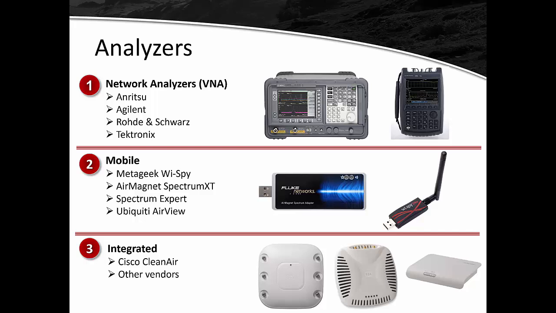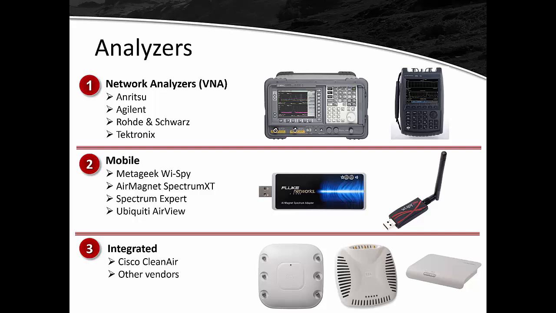But if you want to pull out of the air, quite often we're using mobile or integrated analyzers. And mobile analyzers include Metageek's Wi-Spy, DBx, AirMagnet Spectrum XT, Spectrum Expert. Ubiquiti had AirView there for a while, which was a very low resolution spectrum analyzer. But the point is that they are capturing the RF energy and letting you see that in a software application running on a computer. Integrated analyzers are, just as the name implies, integrated into access points.